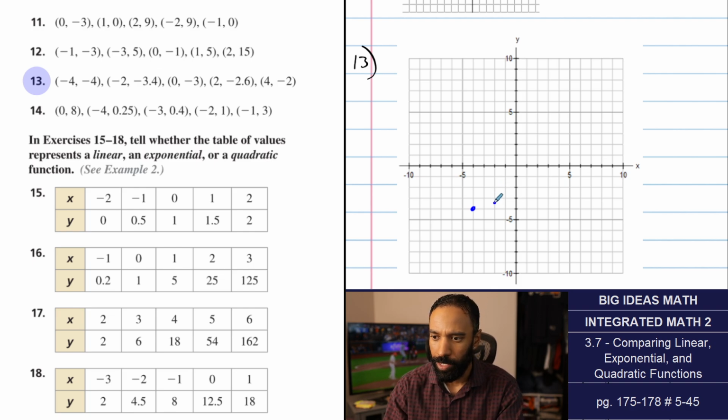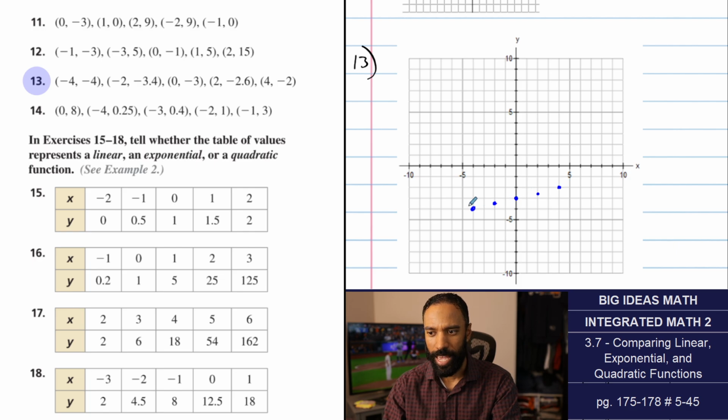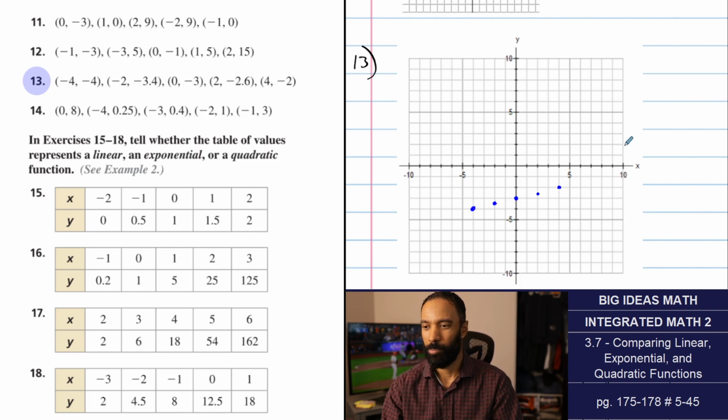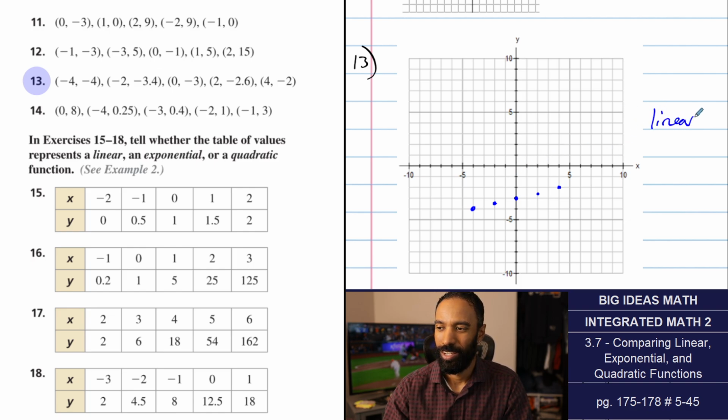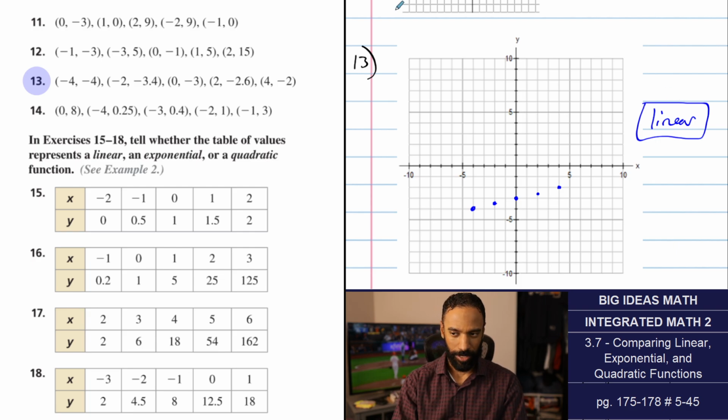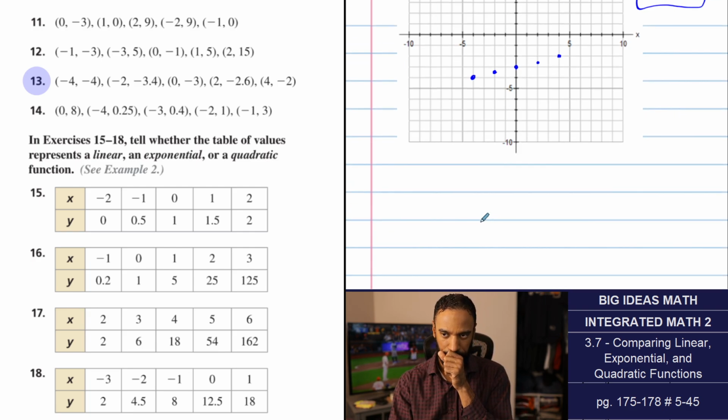-3.4 is right there. 0, -3, 2, -2.6. Yeah, linear. 4, -2. If you can tell, it's kind of an increase of what? 0.6 every time we change x by 2. I don't know what that slope is. 0.3. 0.3. That's linear, in appearance at least, from what I see from that rate of change.